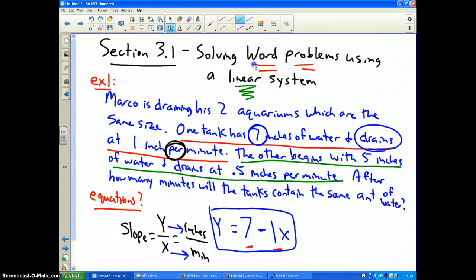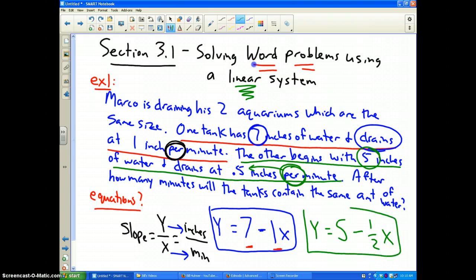The second equation, which I'm going to write in green, says it begins at 5. And there's the magic word per. Per means slope, which is a half. So therefore, it starts at 5 and it goes down a half every minute, which is x. And of course, that's equal to y. And that is how you develop and write your 2 equations that will form our system.